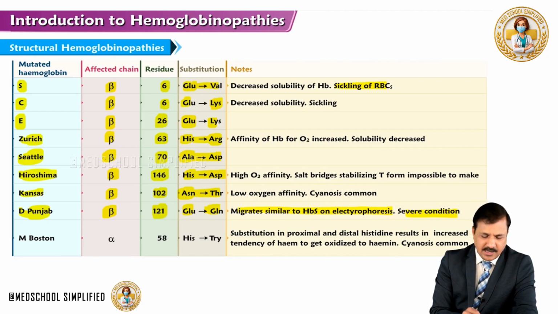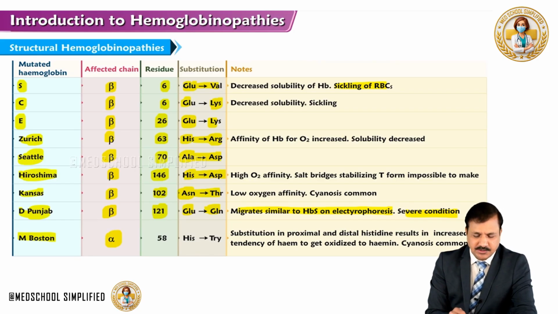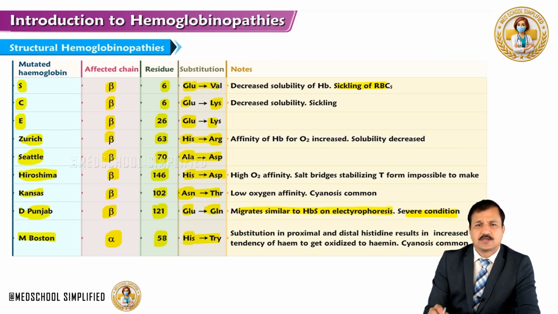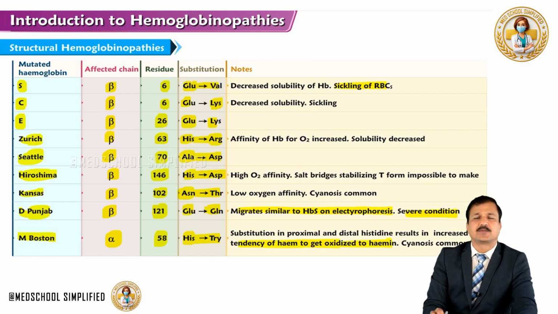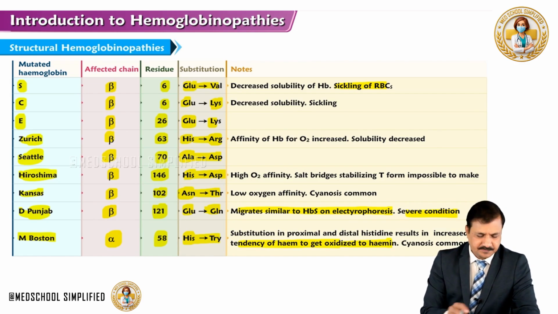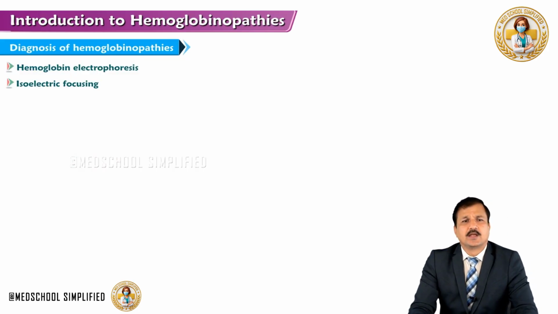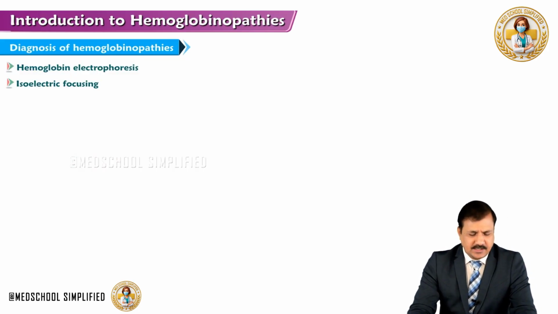And hemoglobin M Boston: the alpha chain is affected here. The position is the 58th amino acid in the alpha chain, where histidine is replaced by tyrosine. Because of substitution of the proximal and distal histidine here, there is an increased tendency of heme to get oxidized to hemin, and the patient will show cyanosis. Like this, different types of structural hemoglobinopathies can be seen.